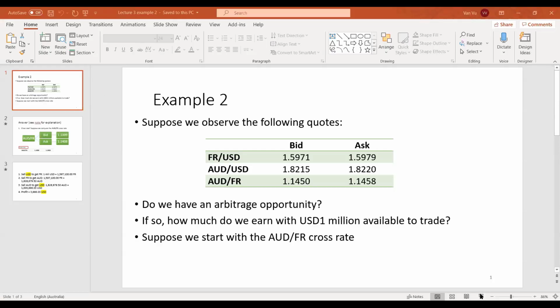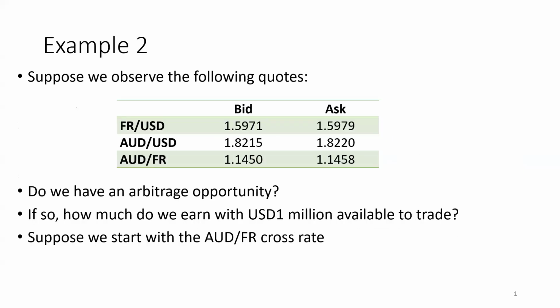Hi guys, in this recording, I'm going to be talking about example 2 in lecture 3. In example 2, we are just looking at another cross-rate arbitrage problem. Let me just share the problem with you before we start. So this is example 2 in lecture 3.